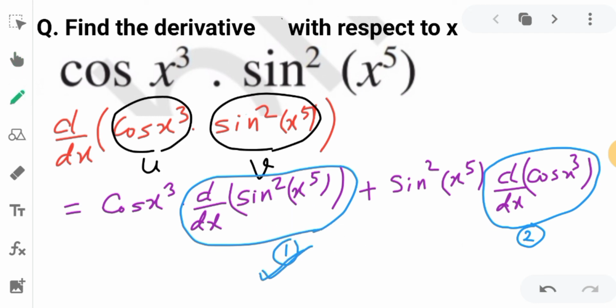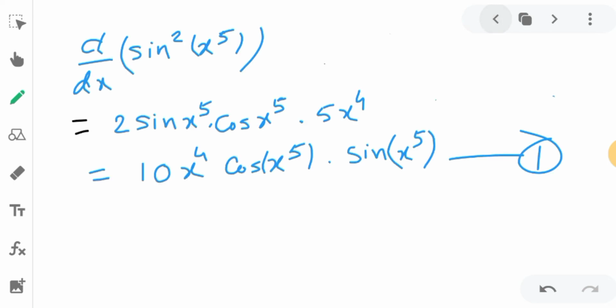Okay, so this derivative is found. I will replace the value later. Now I will find this derivative. Second, d upon dx. So I will use another page, okay, so that I will get a space to explain clearly.